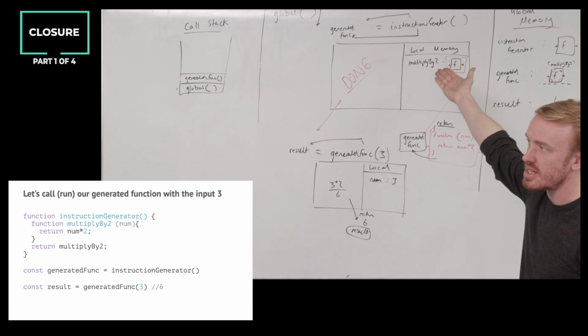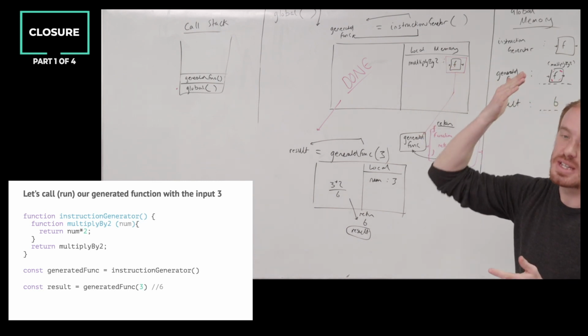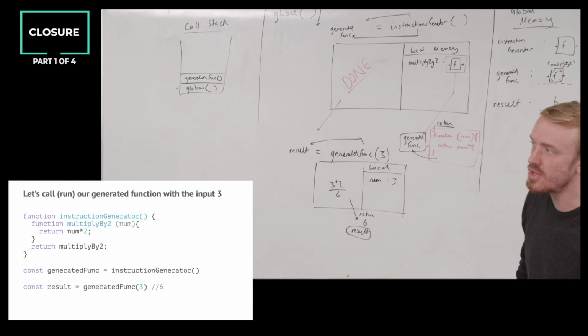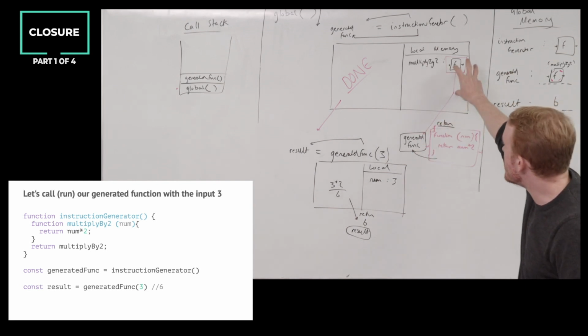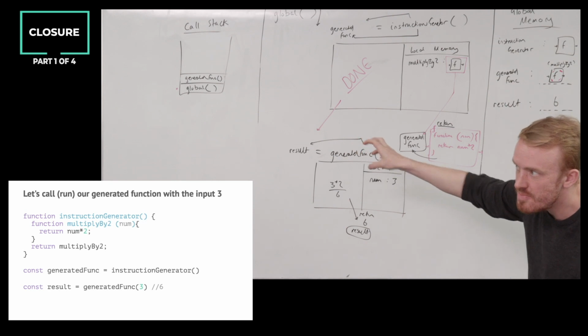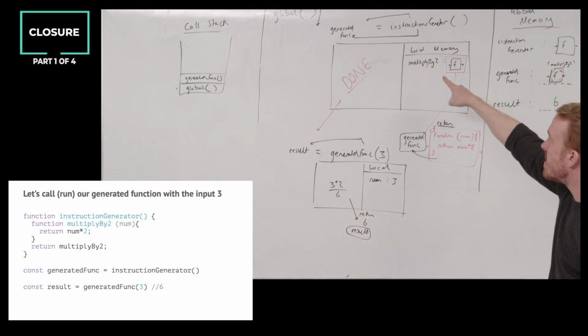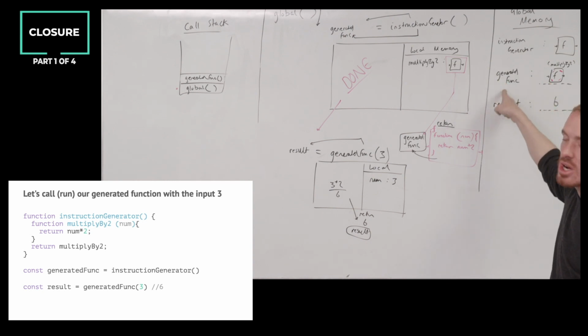We call instruction generator. We go inside. What does it tell us to do? It tells us to create a new function, multiply by 2. Do we run it? No. Instead, we grab the whole definition and return it out, store it in generated func. Now we have that functionality formerly known as multiply by 2 in a new global label, generated func.